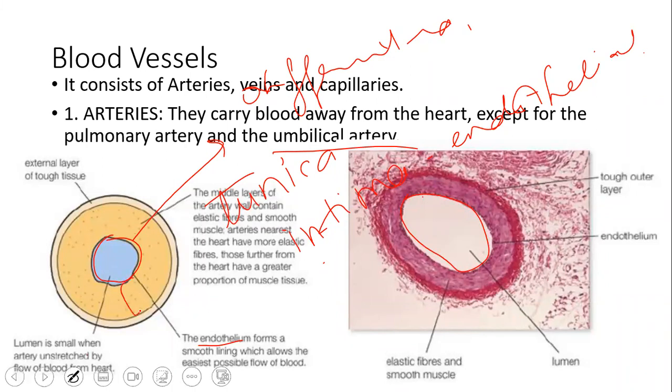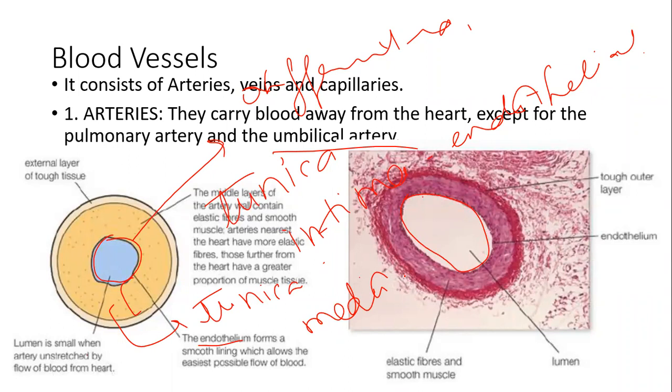Then in the middle, you're going to have tunica media. Media, of course, because it is present in the center. Tunica media contains the elastic fibers, collagen fibers, and smooth muscles. The outermost layer is known as the tunica externa. Tunica externa contains elastic fibers and collagen fibers. So tunica media has three things: smooth muscle, collagen, and elastic fibers. Tunica externa has elastic fibers and collagen fibers mainly.